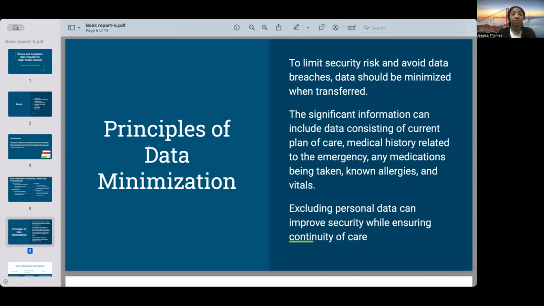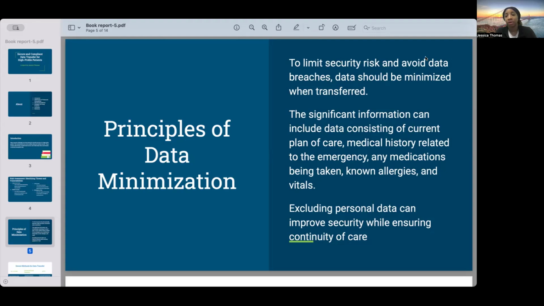So the principles of data minimization, this is one of the strategies that we're going to try and use to keep our data secure. This is to limit any security risk and avoid data breaches. Data should be minimized when transferred. So this means only adding essential patient data requirements when transferring during the transmission process.